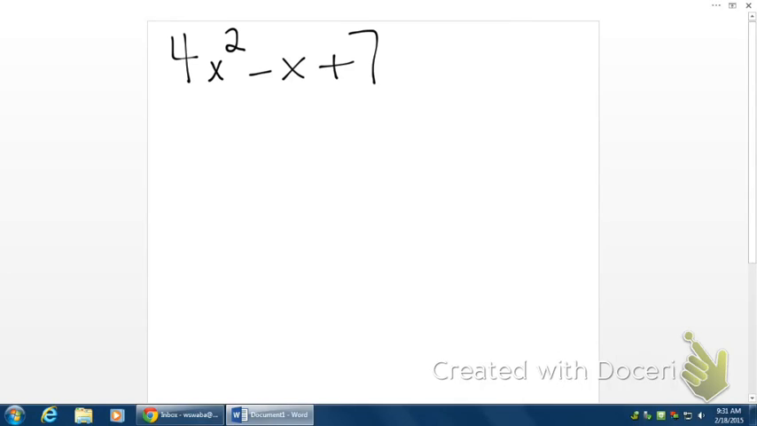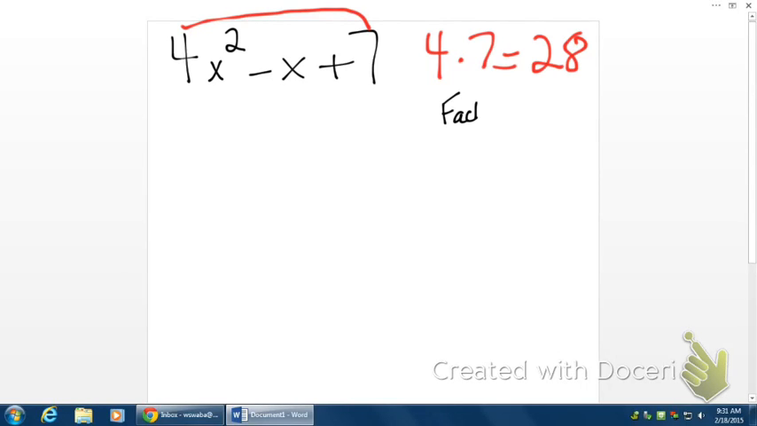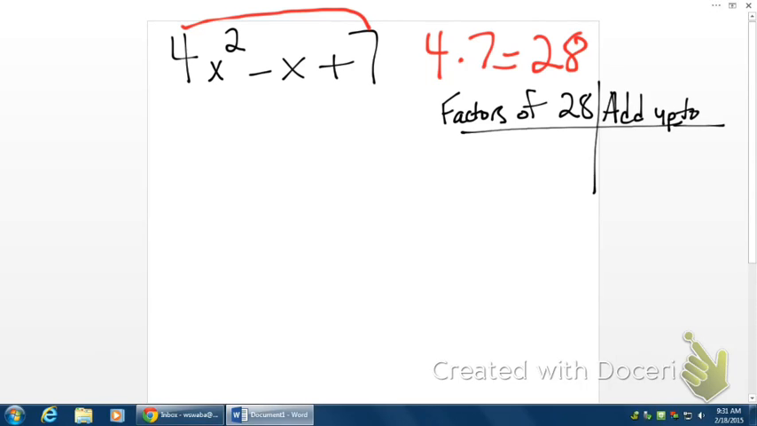because we have a number in front of that x squared, remember we have to multiply the first term times the last term. So a 4 times the 7 gives me a 28. So now we need factors of 28 that add up to what? Well, just that middle term. Now that's really a -1, okay? So you need a -1.